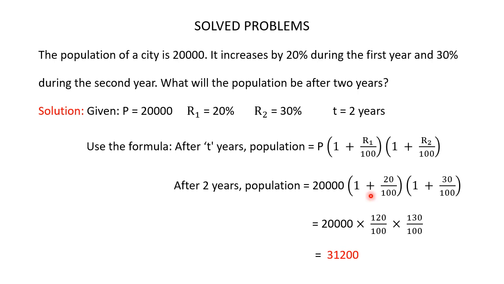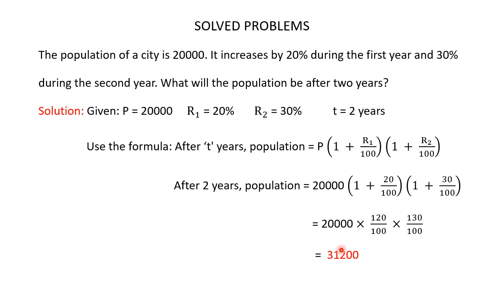So here the LCM is 100. So 1 plus 20 upon 100 is 120 upon 100. Here the LCM is 100. So 1 plus 30 upon 100 is 130 upon 100. So after 2 years, the population will be 20,000 multiplied by 120 upon 100 multiplied by 130 upon 100.